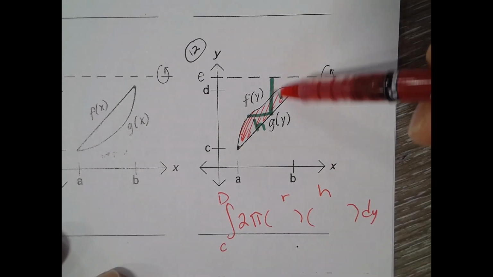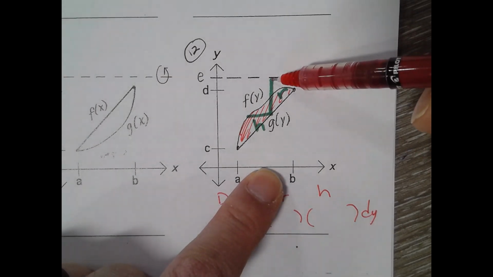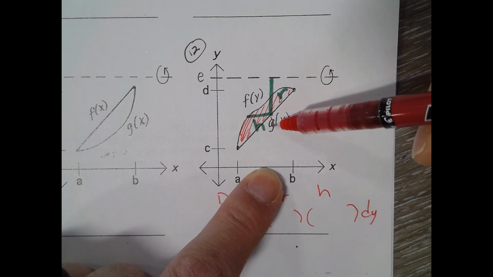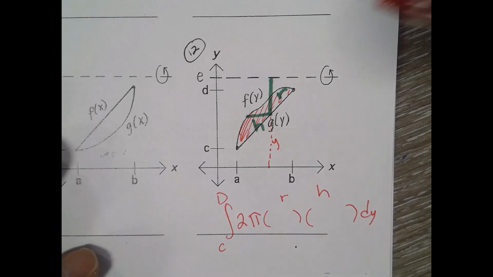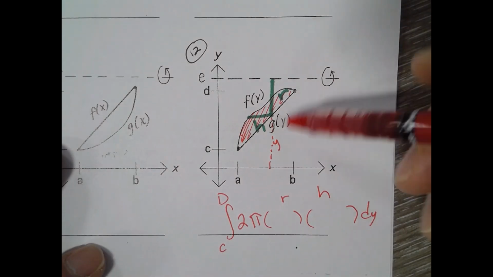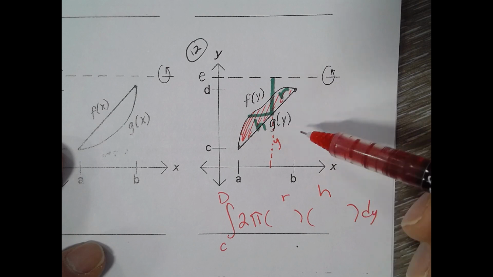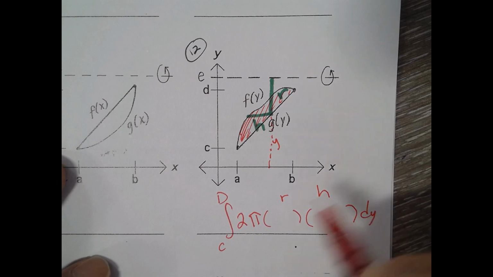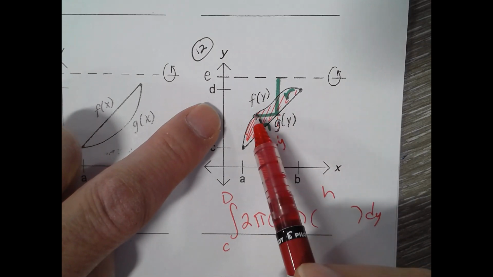So this is r, this is the whole thing, which is e, minus this much, and this much would be y. Because y is always the distance coming up from the x-axis, so it's e minus y here. And the height right here would be this x minus this x.